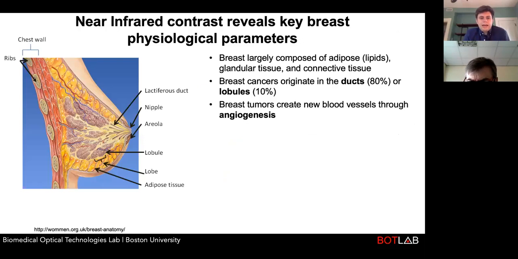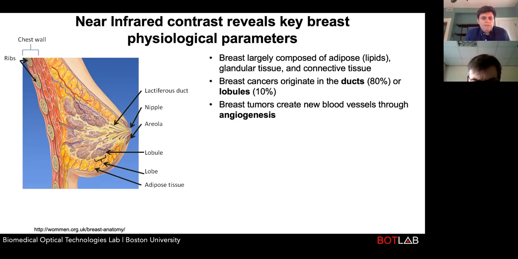So near-infrared light, which are the wavelengths of light we use to measure the breast, can really reveal a lot about breast anatomy and structure and function. So just a few words about breast anatomy. The breast is largely composed of adipose tissue, which you can see here, glandular tissue and connective tissue. Most tumors originate in the ducts. You can see the ducts here, as well as the lobules to a lesser degree. And as tumors grow, they also generate their own blood supply through the process of angiogenesis.